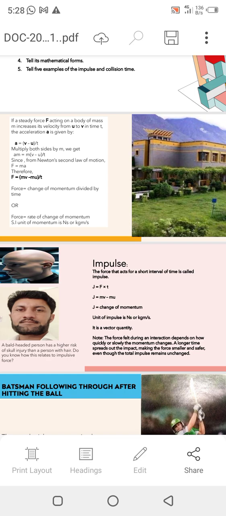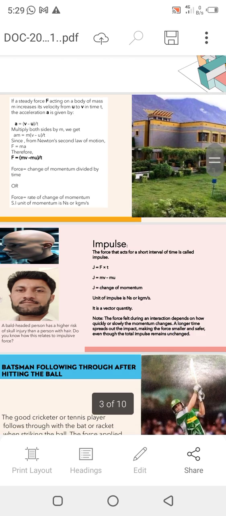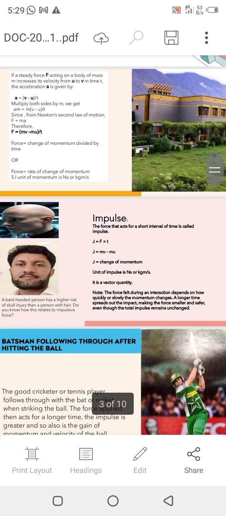And when a net force, an unbalanced force, acts on a body, then it produces acceleration a. And then we know that acceleration is denoted mathematically as a equals the difference of final and initial velocity over time. Now we are going to multiply both sides with the mass m. So we will get this equation: am equals m into (v minus u) out of t.